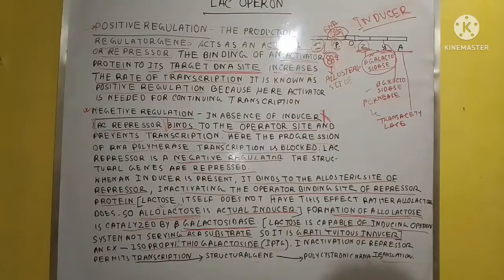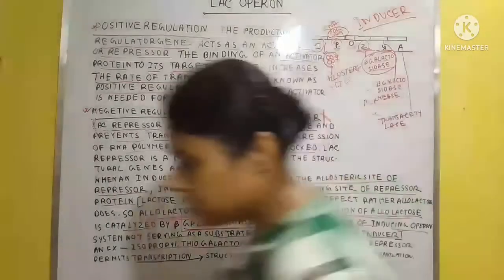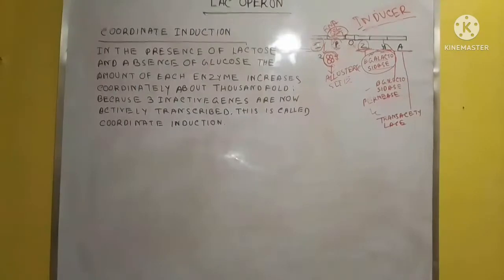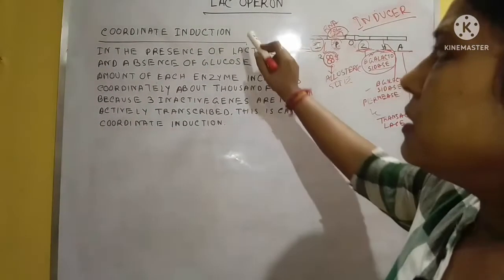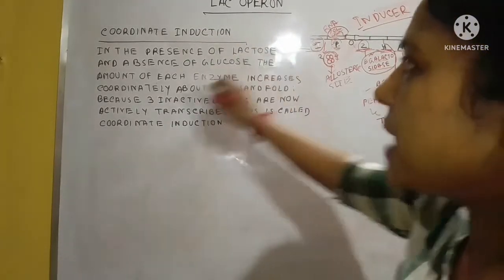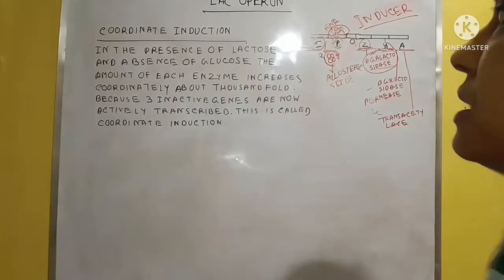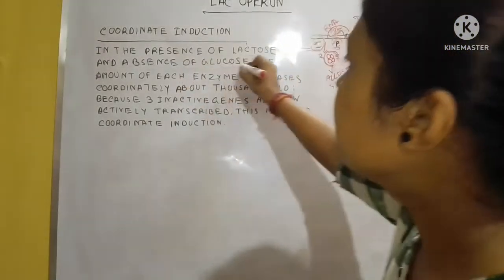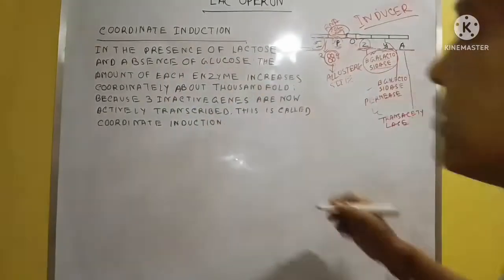Okay, another term I have to explain to you. First I will write it and then I will explain. What is called the coordinate induction? This actually occurs in the presence of lactose and in the absence of glucose. This situation is generally occurred.